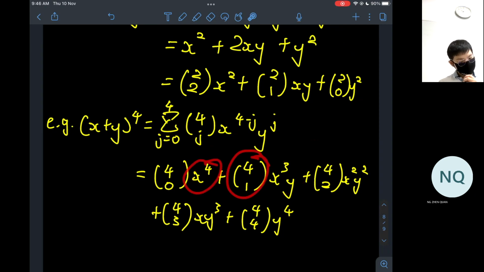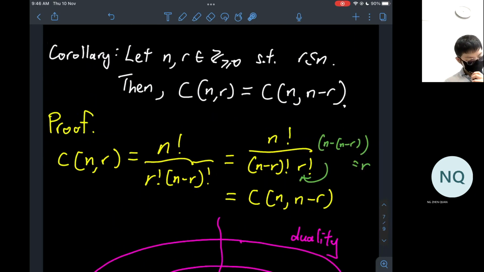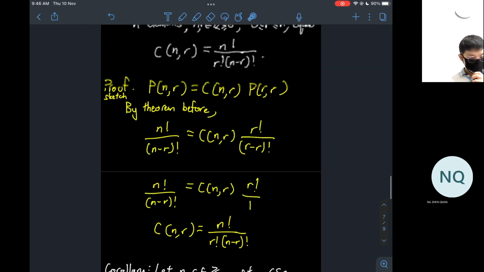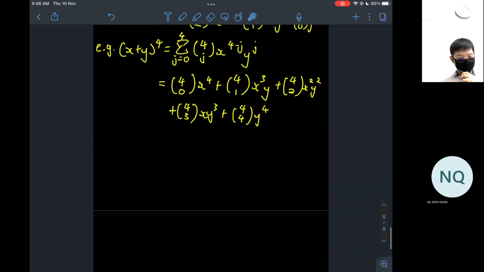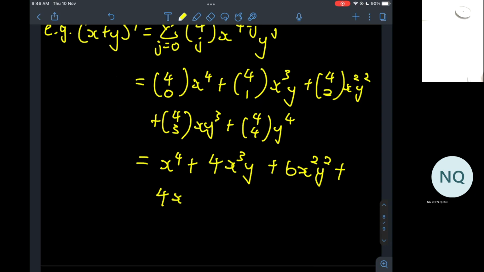And then what's the formula for this binomial coefficient? We have this theorem that nCr is equal to n factorial over r factorial times (n minus r) factorial. So you just plug it into the factorial formula, and then you will see that it is equal to x to the 4th plus 4x cubed y plus 6x squared y squared plus 4xy cubed.